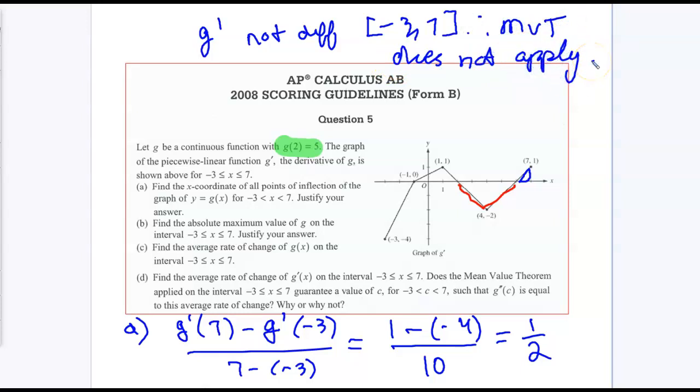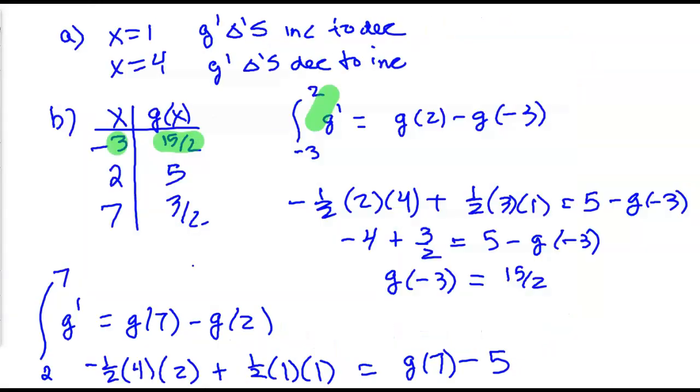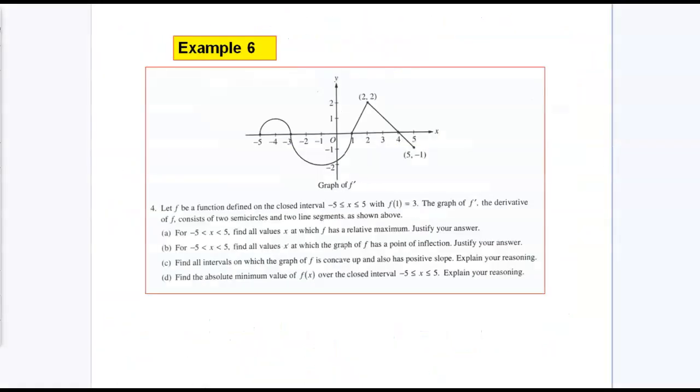Okay, so there's the 2008 question. And now we're going to go on to our next example, which is very similar. Again, we're given a graph of f prime. We're given a value of the function at 1. And in part A, they're just asking us for a relative maximum.